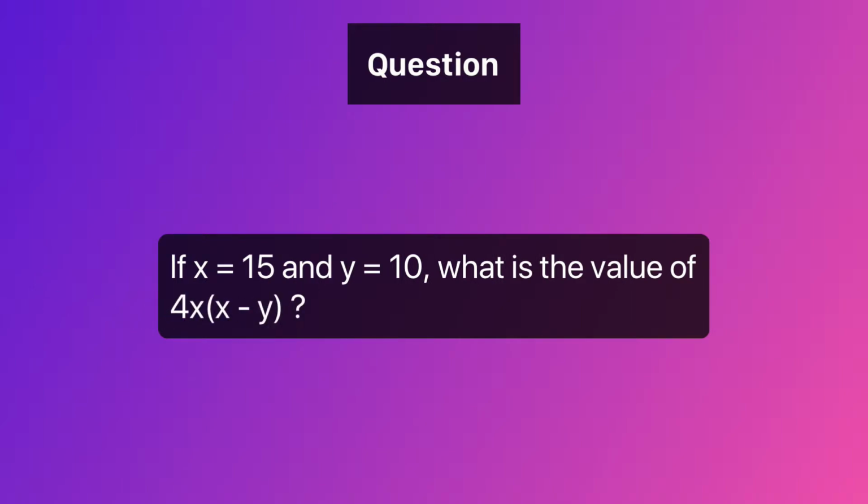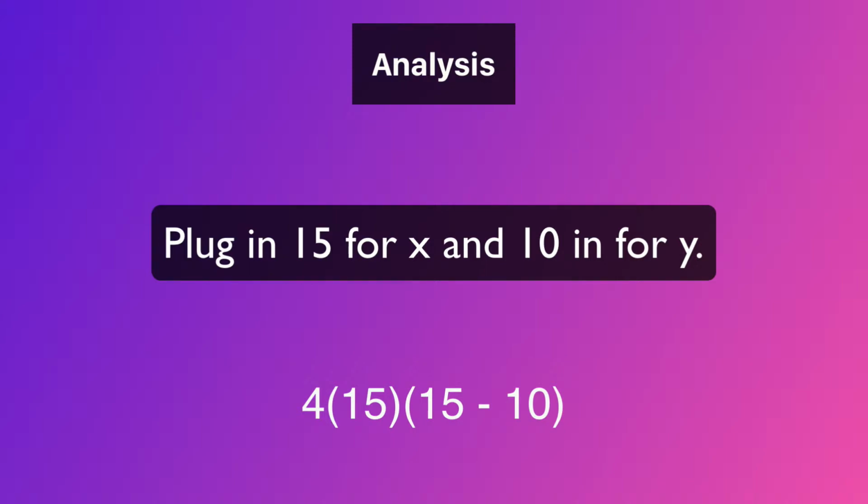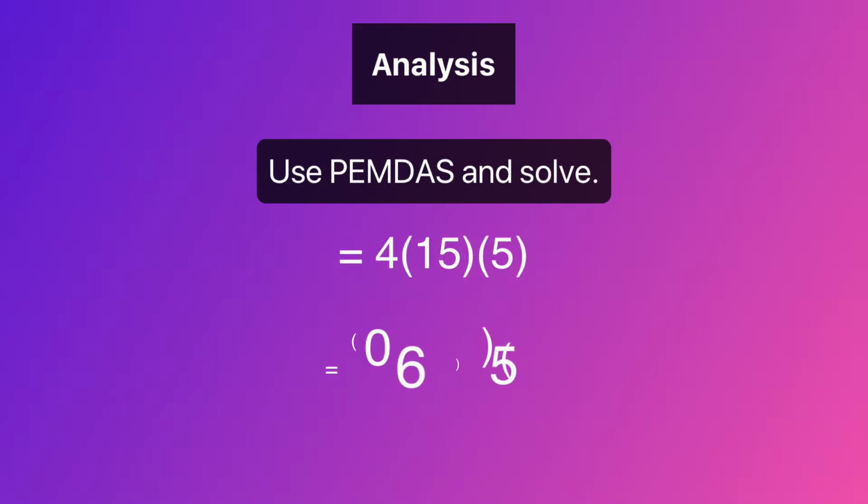Let's do an example. If x equals 15 and y equals 10, what is the value of 4x times x minus y? To begin solving, we plug 15 in for x and 10 in for y. Then we use PEMDAS to solve for the rest.